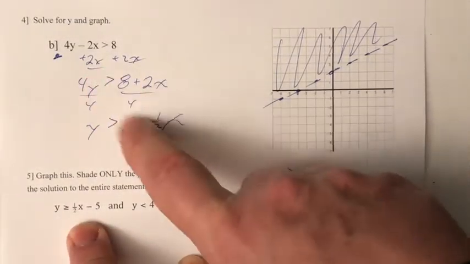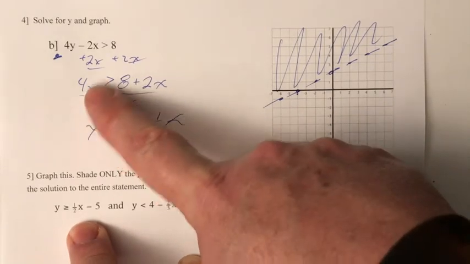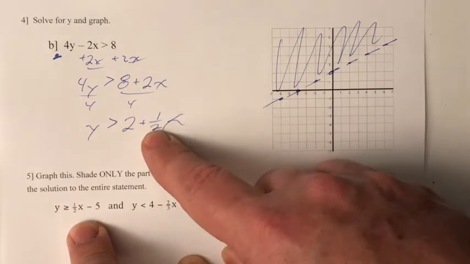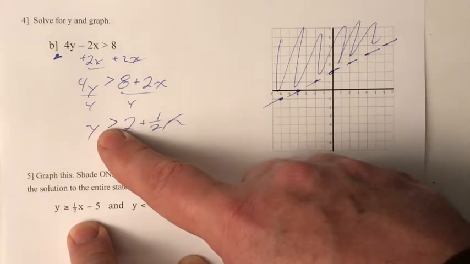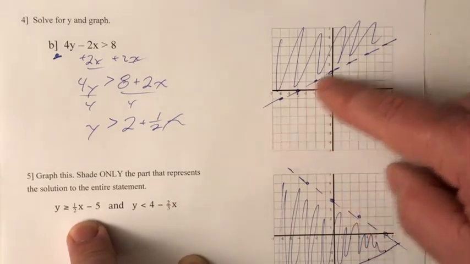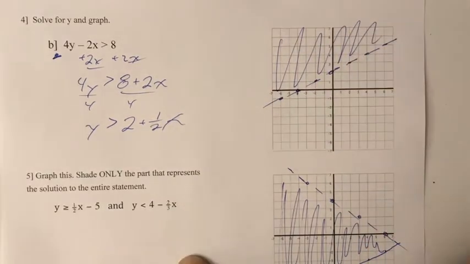We add 2x to both sides, we get that. We then divide by 4. 8 divided by 4 is 2. 2 divided by 4 is 1/2. It's greater than, not equal to, so dashed line. 2 plus 1/2 x looks like that, shade above it.